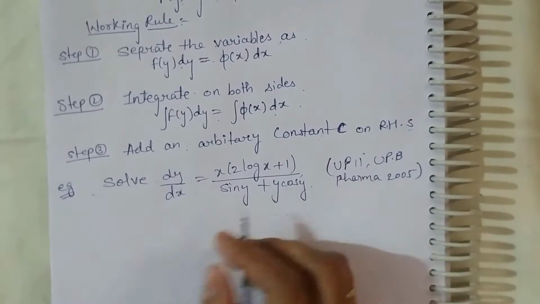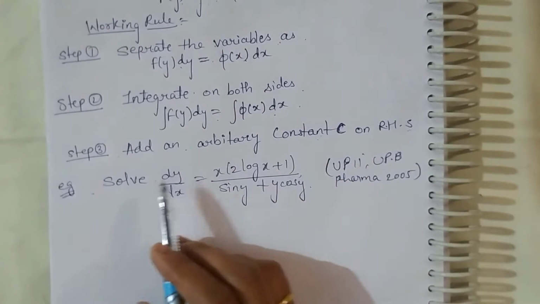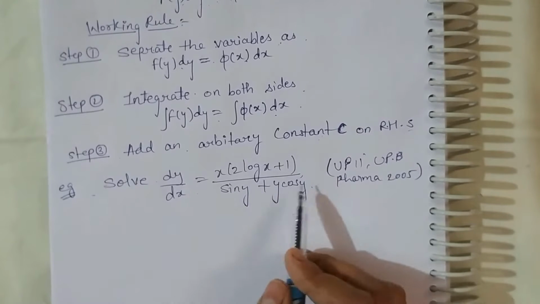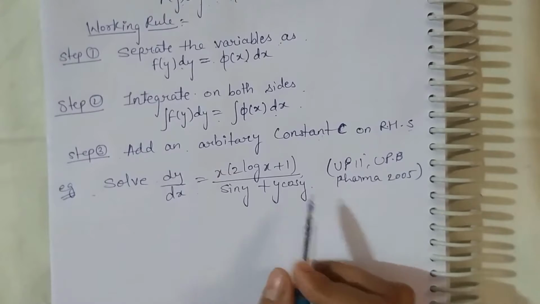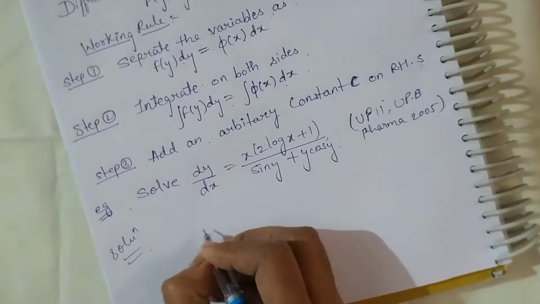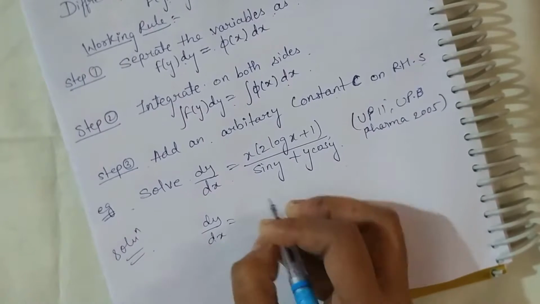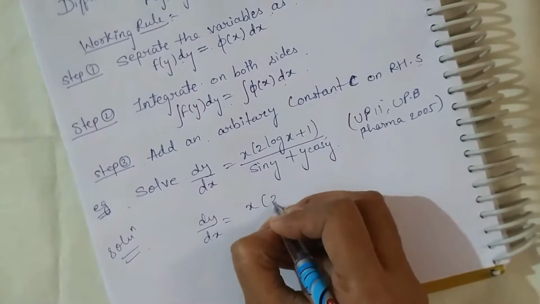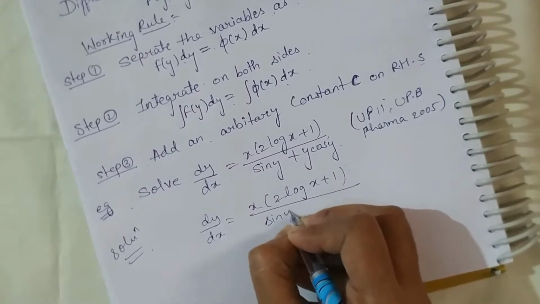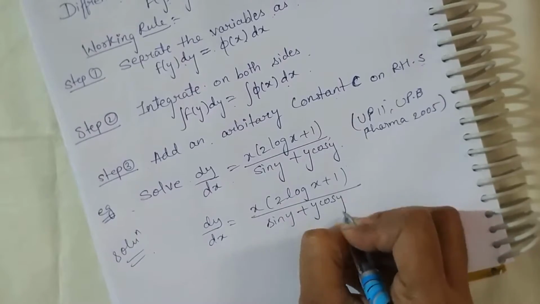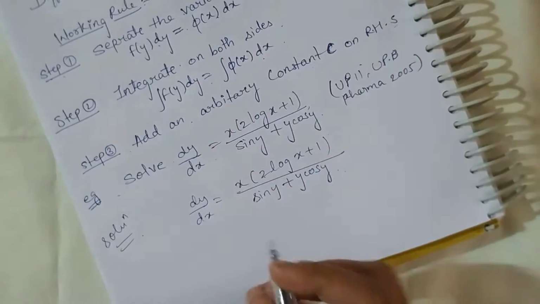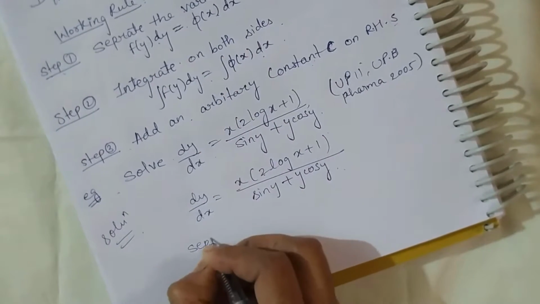Let us take one example related to it. Solve dy by dx equals (x(2 log x + 1)) upon (sin y + y cos y). Solution: dy by dx equals x(2 log x + 1) upon (sin y + y cos y). Now our first step is separating the variables.